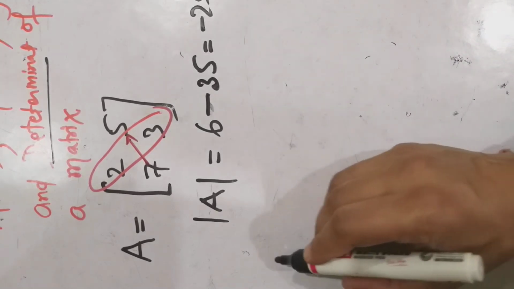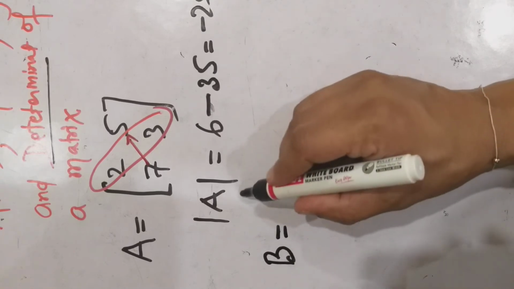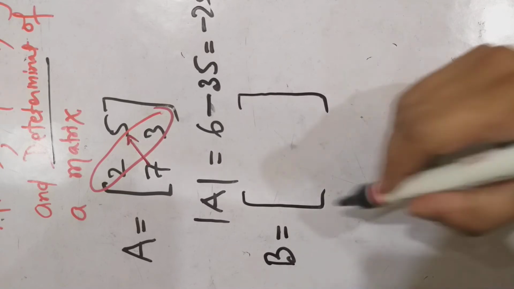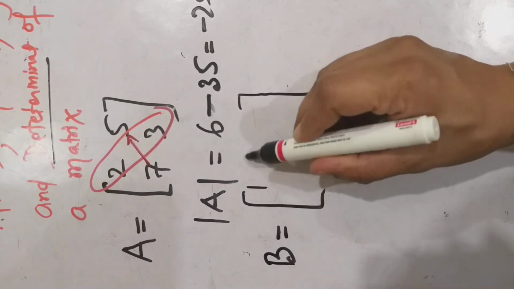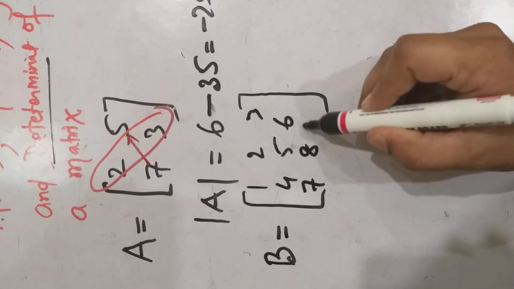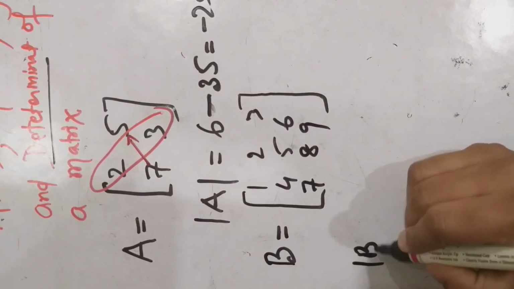In a similar way we can find the determinant of a 3 cross 3 matrix. Say B is a matrix of 3 cross 3 order. I'll just write 1 2 3 4 5 6 7 8 9. These are the numbers. I need to find determinant B.